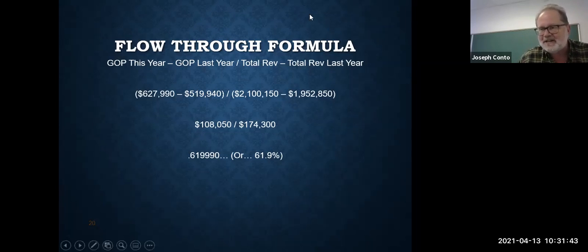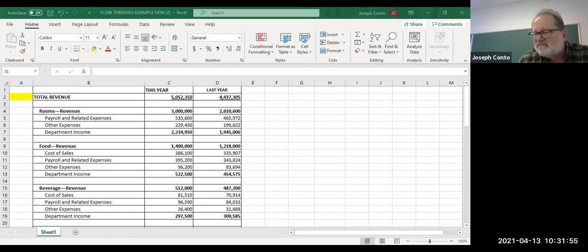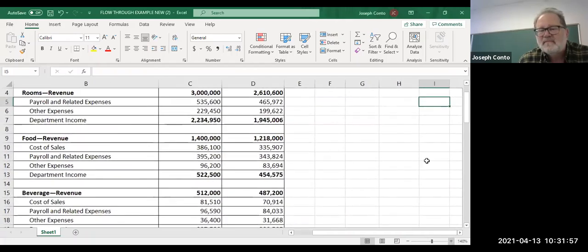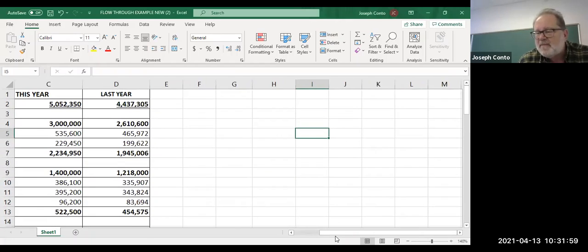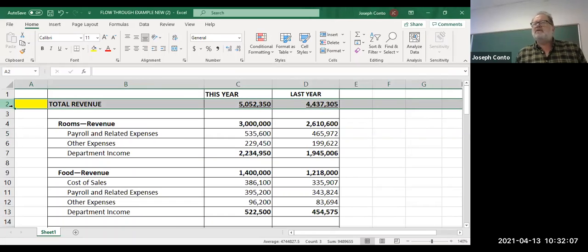All right. So let's take a look at the actual example I used. Those are the numbers that we used for it. This is a multi-departmental hotel. This should look relatively familiar. This is the total revenue I made in the hotel. Hopefully those are the numbers that I used on that example, are they?